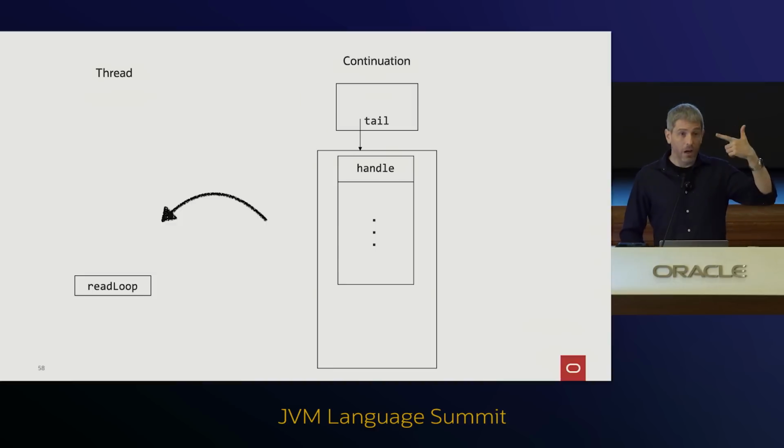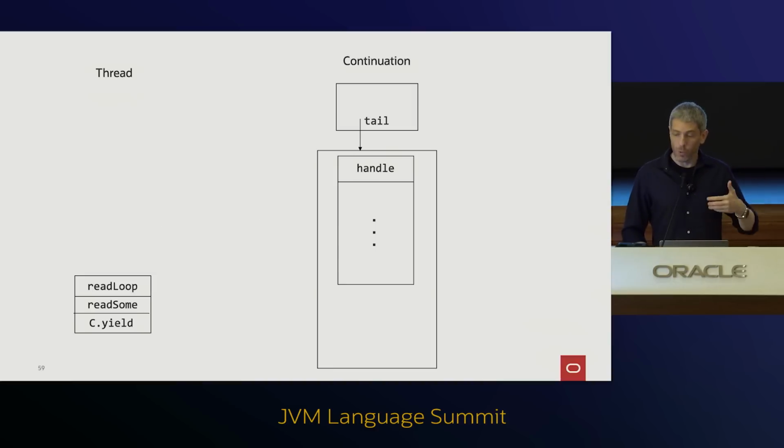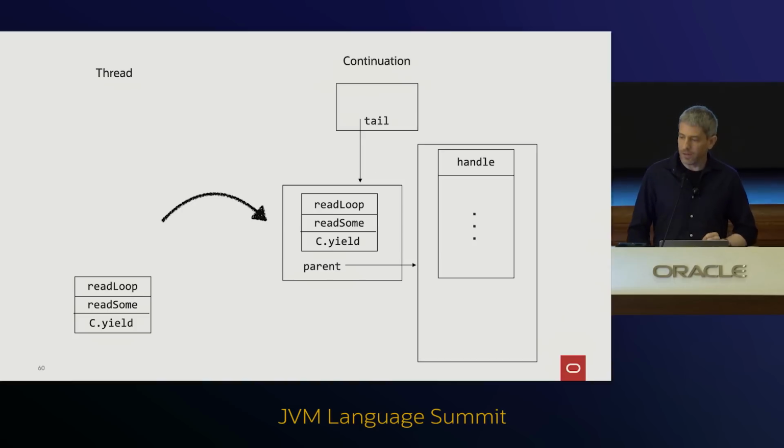But now we're inside a loop, right? So read loop is going to call read sum again, and read sum is going to call yield again. But this time, let's say the chunk has been old, or we have a heuristic that the chunk is big. So what we're going to do this time around is we're not going to copy back to the same chunk, but we're just going to allocate a new chunk and copy it there.